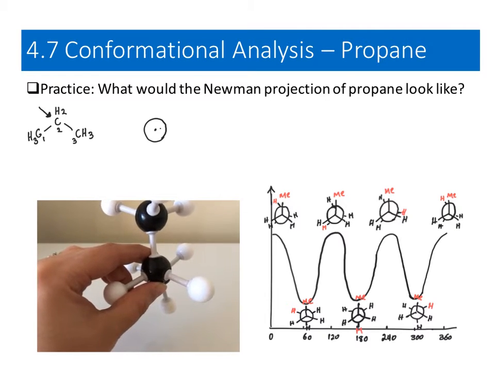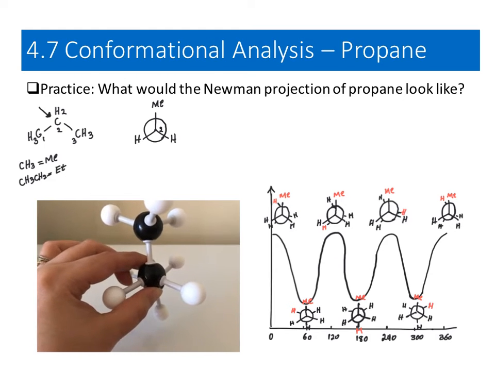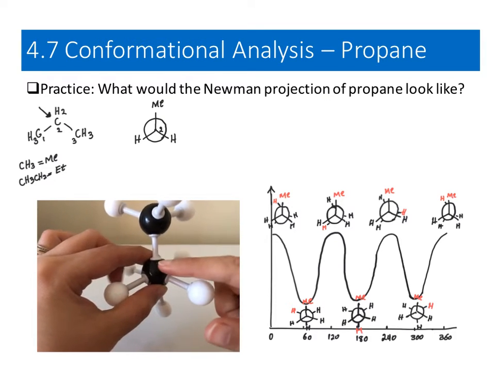So this is carbon 2. It has 2 hydrogens attached to it, and 1 methyl group. So Me, or methyl, is the abbreviation for the CH3 group. And we also have the CH3 CH2 group. We sometimes abbreviate that as ethyl. Now we draw the groups attached to the front carbon.